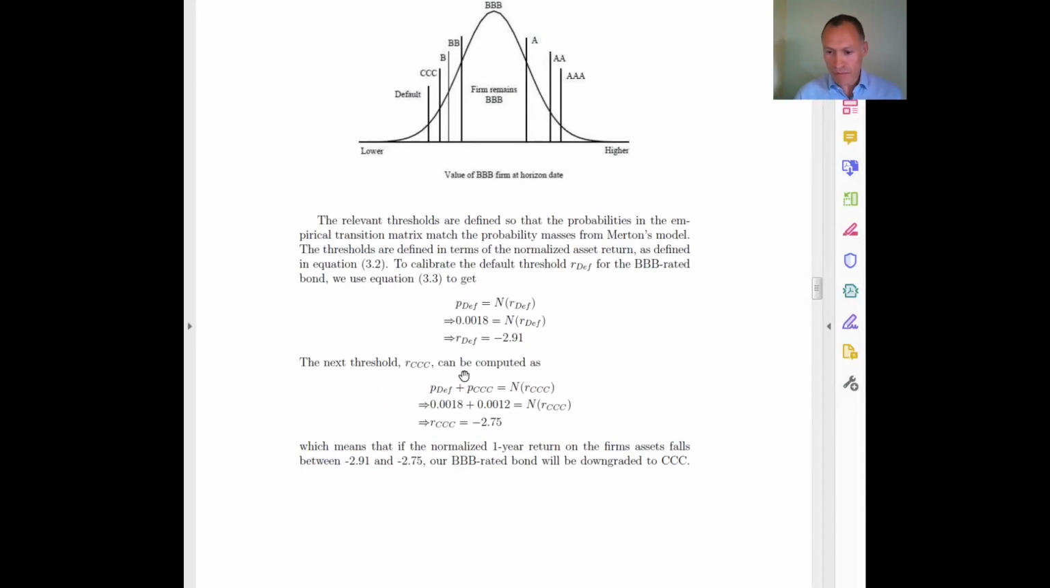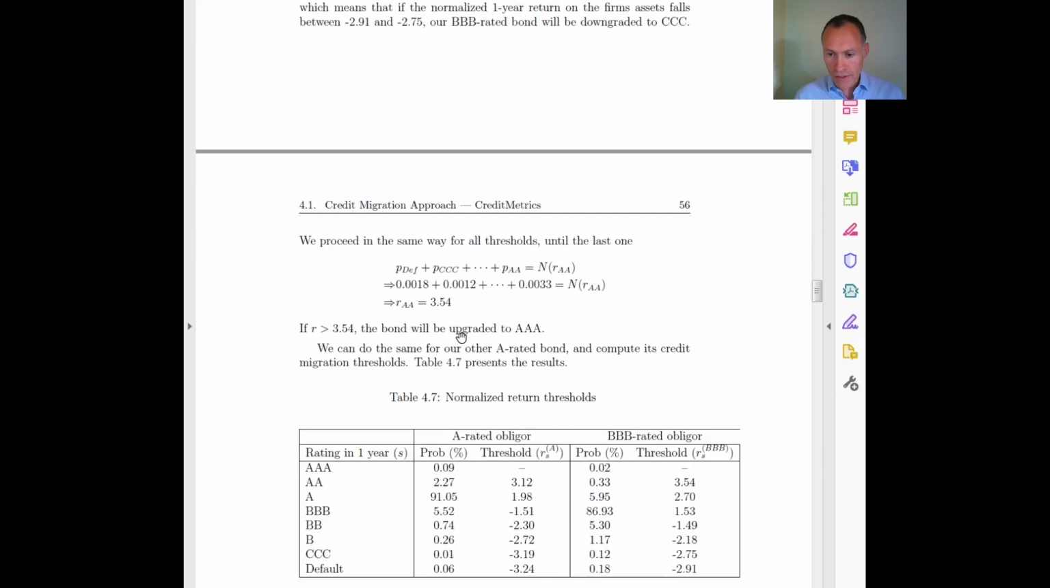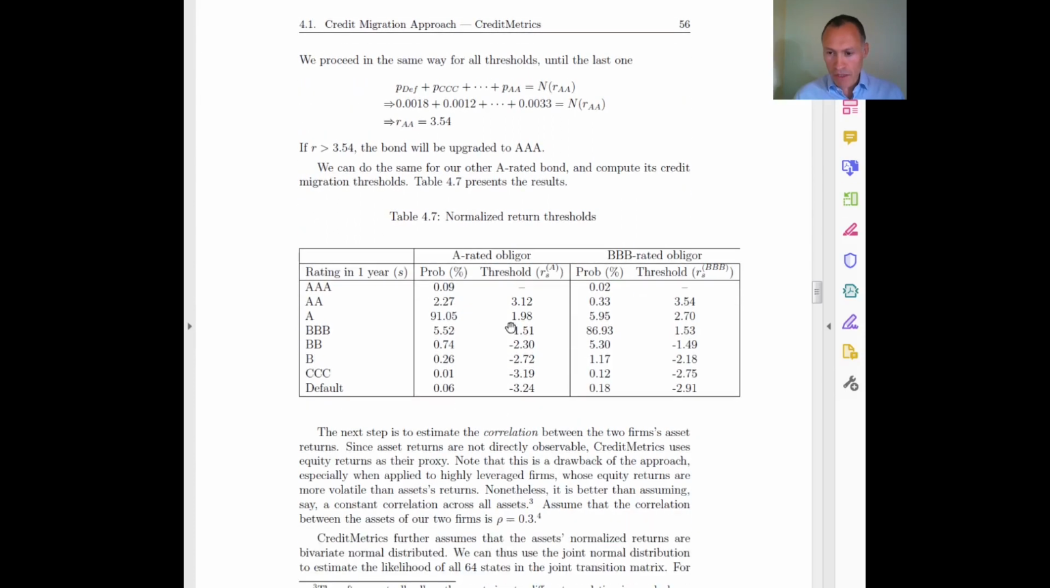Okay, so you have the procedure here again. You can look at this in more detail here. So basically what we looked at was this part here of the table for the triple B rated firm, which has these thresholds that we just saw. Okay, and I can do the similar type of calculation with the other bonds. So for the second bond, the A-rated bond, I would go to the transition matrix and get these probabilities, and then I would find the thresholds that correspond to those probabilities, right?